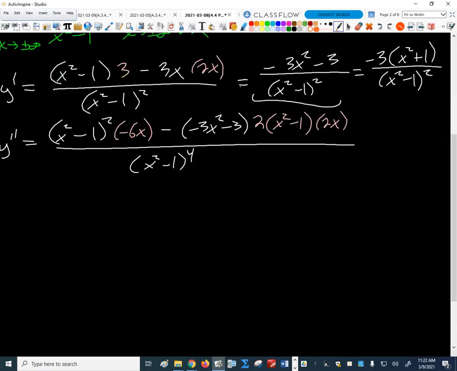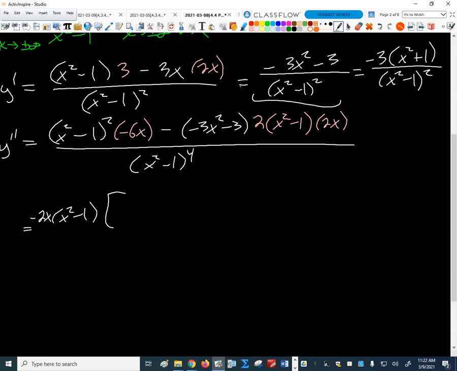Okay, now can we factor out some common factors? Looks like it, doesn't it? Look, I've got like bases on the top. I can factor out an x² − 1 from the top. And I could factor out a 2x also. How about a negative 2x?